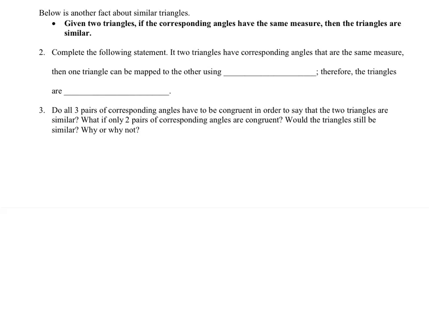And do all three pairs of corresponding angles have to be congruent in order to say that the two triangles are similar? Yes, for triangles specifically, yep. If only two pairs of corresponding angles are congruent, they're still similar because it causes that third pair of corresponding angles to be congruent as well. So they would also be similar.